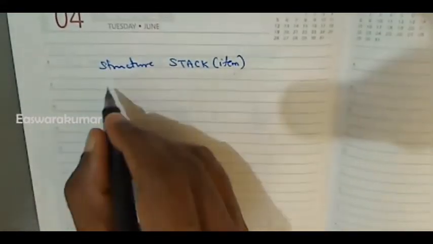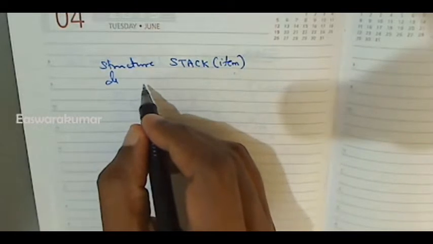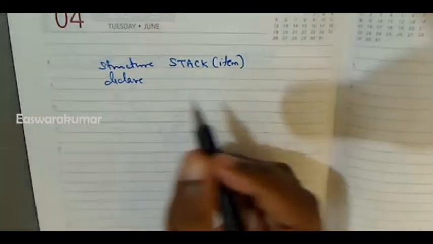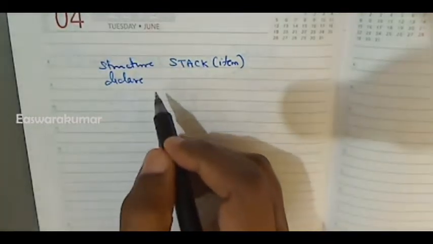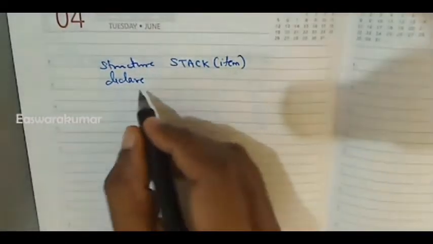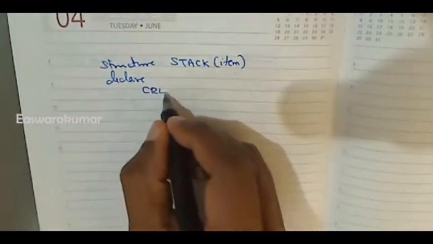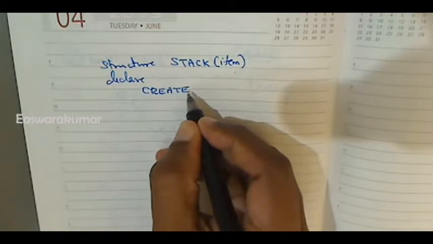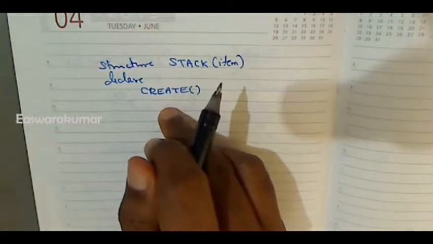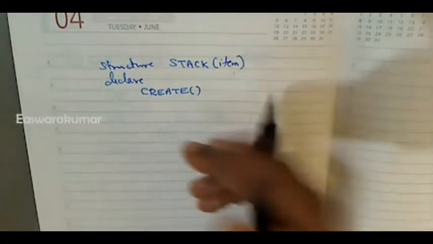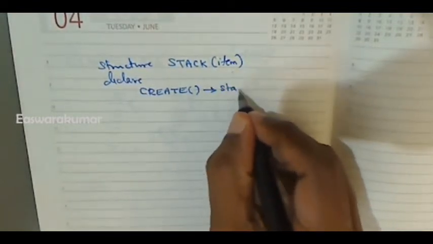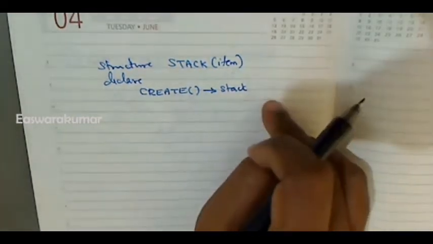So after giving the name, you have to declare the functions that act upon this data structure. So here we have to give the functions. These functions we can perform on the data structure called the stack. For the stack, the first function is create. What this function will do is it will create an empty stack. Therefore, if you call the function create, what it returns is a stack.